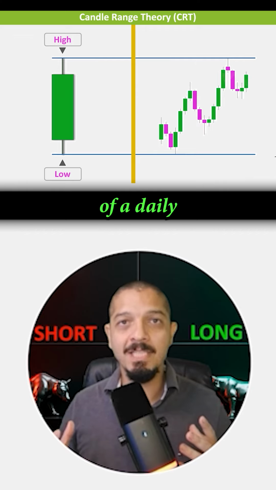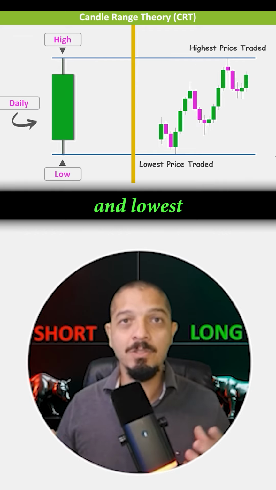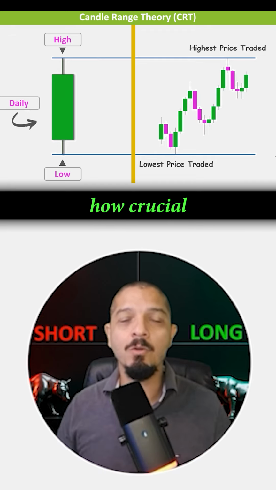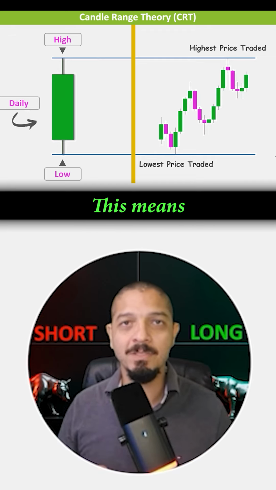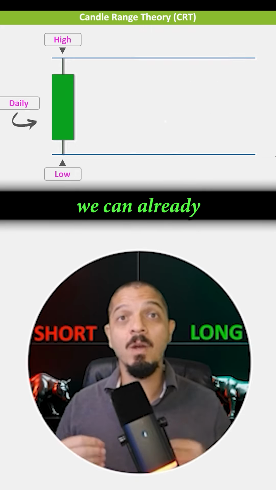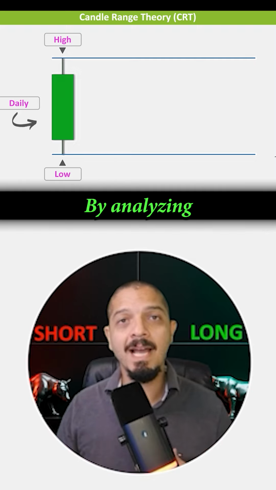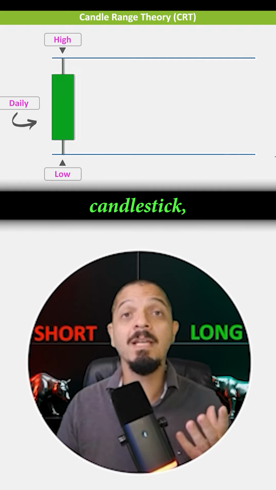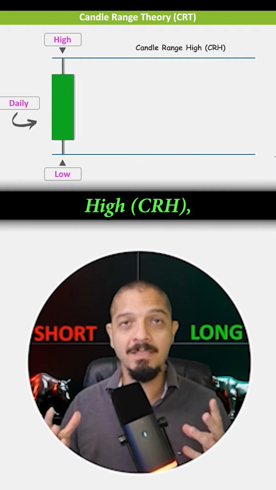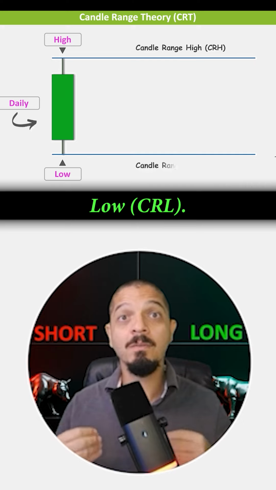In the case of a daily candlestick, these points represent the highest and lowest prices traded during that specific day, highlighting how crucial they are. This means that even without zooming into smaller time frames, we can already identify where major liquidity levels are by analyzing a single candlestick. The upper boundary is known as the candle range high, CRH, while the lower boundary is the candle range low, CRL.